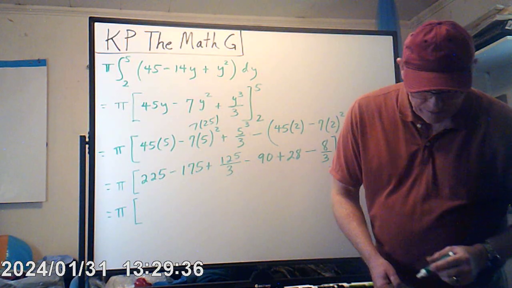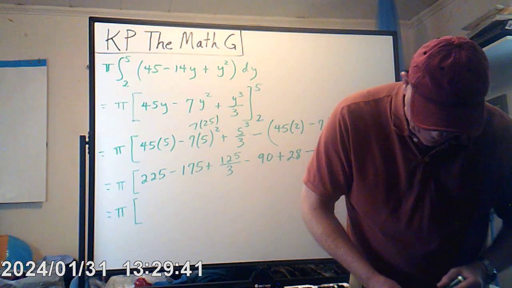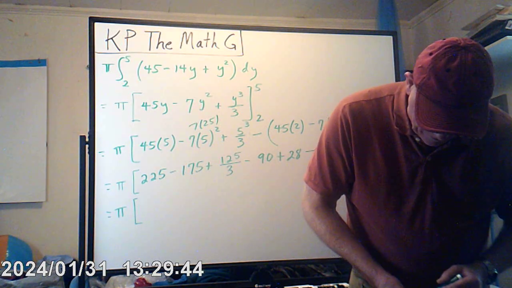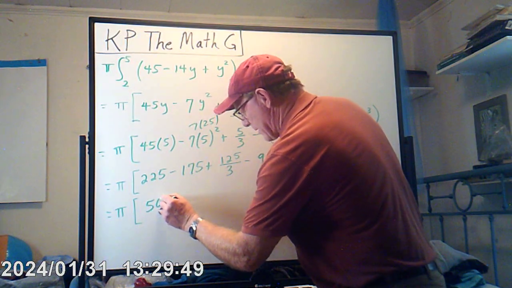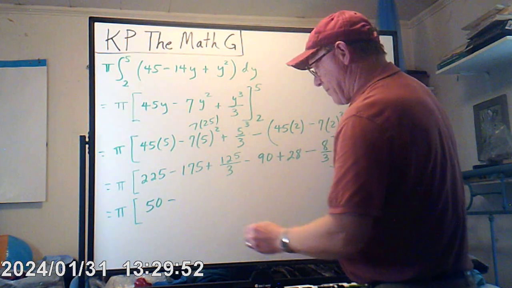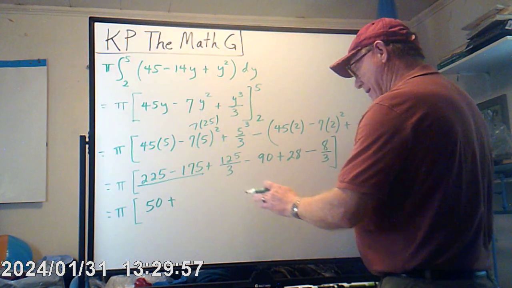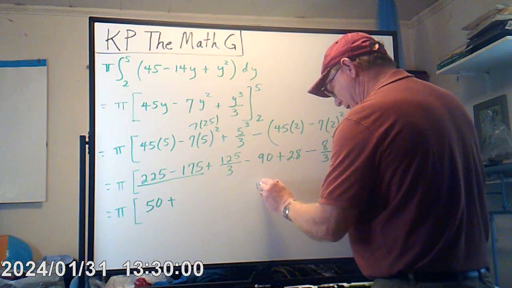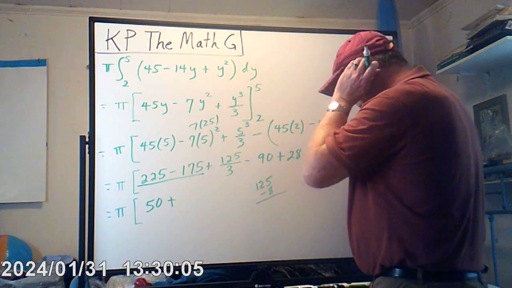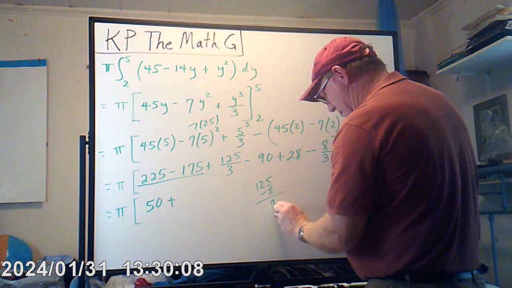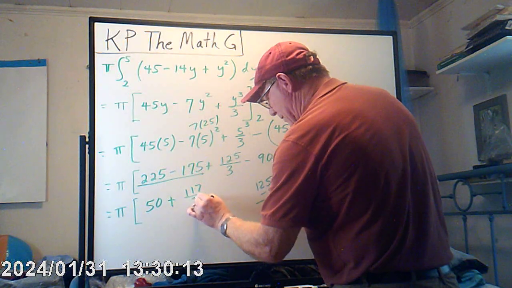225 minus 175. That's 50. Minus, plus rather. All of this is 50, I believe. Let's do this. 125 minus 8. 15 minus 8 is 7. So 117. So plus 117 over 3.